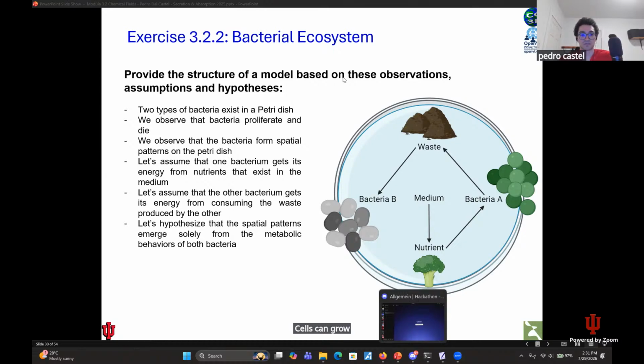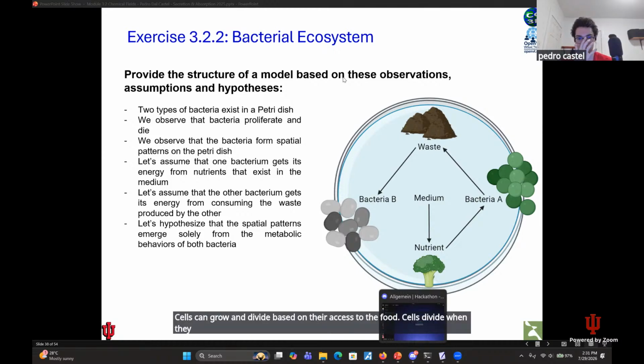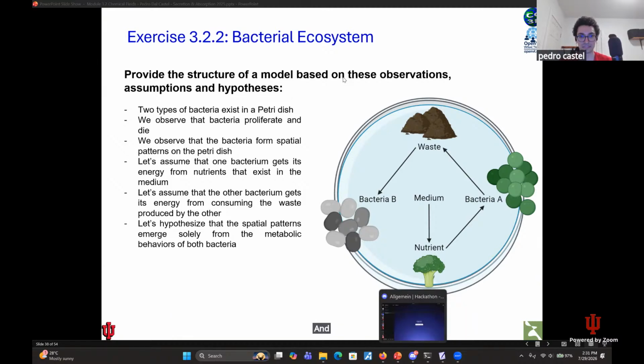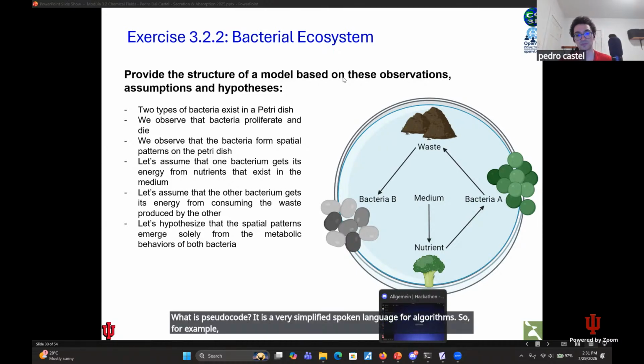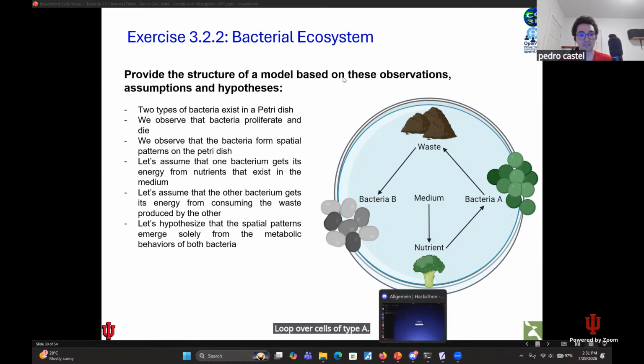Cells can grow and divide based on their access to the food. Cells die when they can't access food. And waste and nutrient diffuse and decay. And the homework is building pseudocode for this model, okay? Which is how you would implement it in CompuCell. What is pseudocode? It is a very simplified spoken language for algorithms. So for example, loop over cells of type A, cell secretes waste, cell absorbs nutrient. If energy falls below threshold, the cell dies.